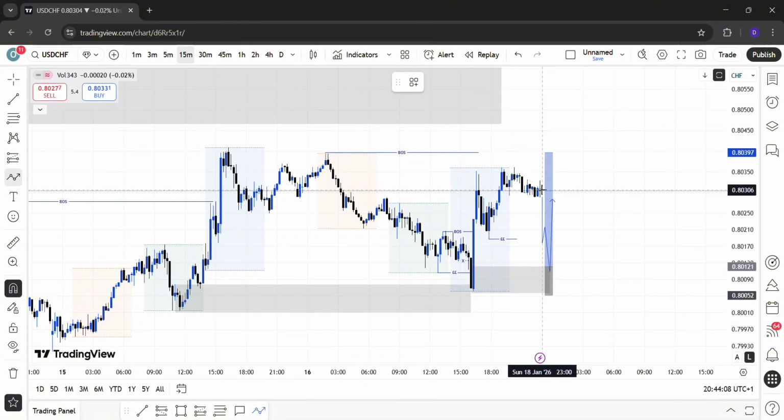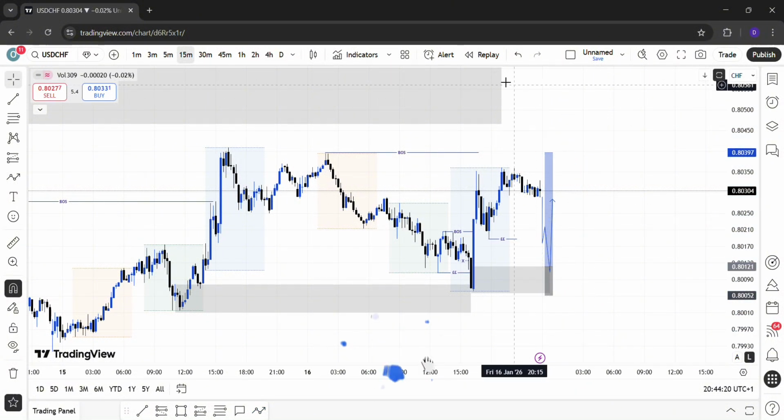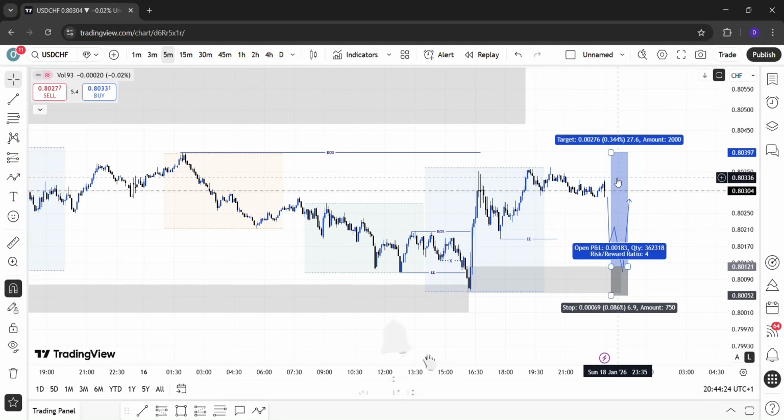But price might want to retrace, which the retracement is already happening, to a demand zone like this to get fuel to now take out this Asian high, break this structure, mitigate the supply, and give us a move to the downside. That's what I'm expecting, and this is the reason why I have this buy setup.